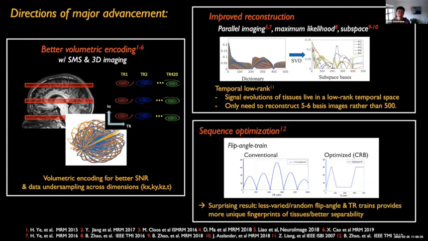So this makes the problem much better posed, allowing you to accelerate much better, as well as providing better SNR as well. There's also been quite a bit of work in terms of sequence optimization, particularly through the use of Cramér-Rao bound, which has shown some surprising results that a less varied or less random flip angle and TR train can actually provide more unique fingerprints of tissue and provide better separability if you design it well.